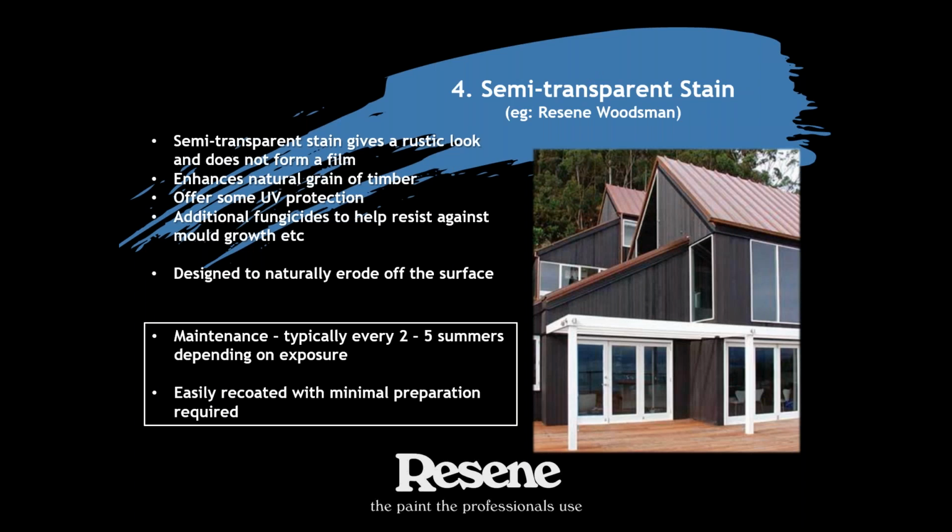Semi-transparent stains. So we're talking about products like Resene Woodsman, and they give a more rustic look, and like other stains, they don't form a film on the surface. They're designed to enhance the natural grain of timber and offer some kind of UV protection as well. So semi-transparent stains are designed to erode off the surface naturally.